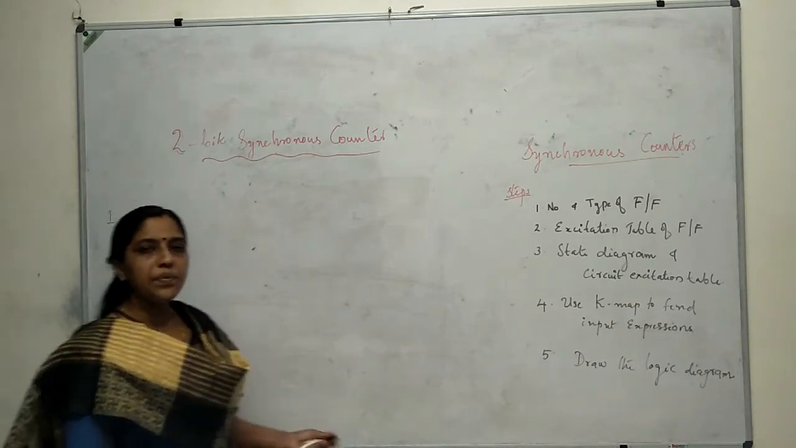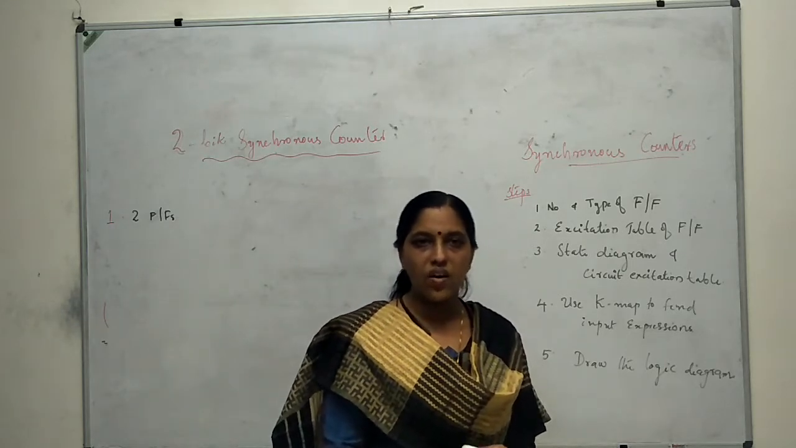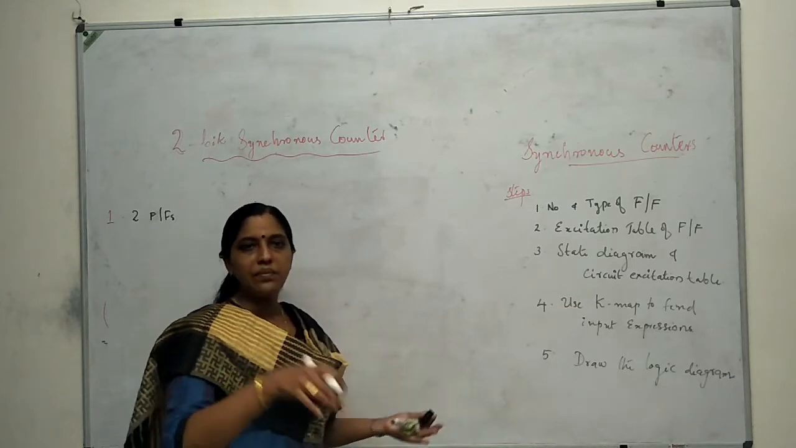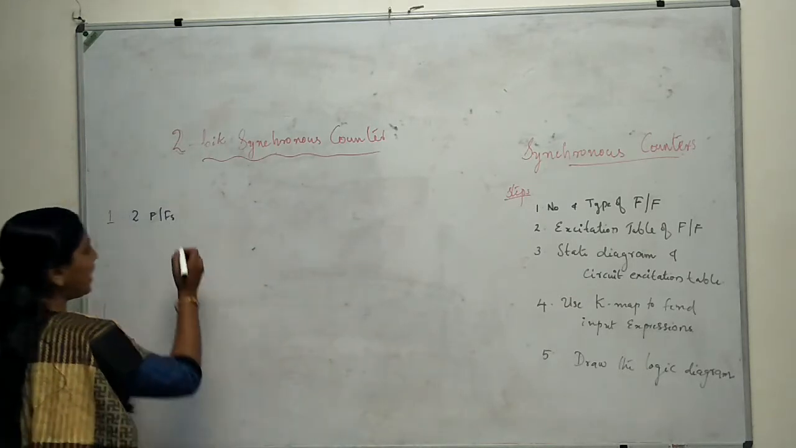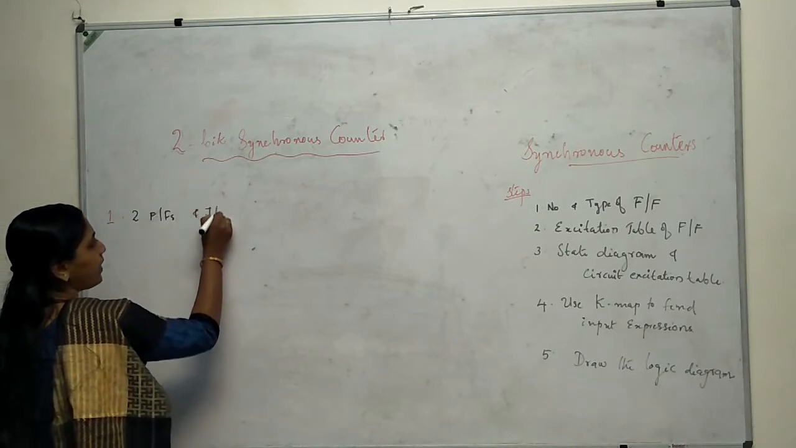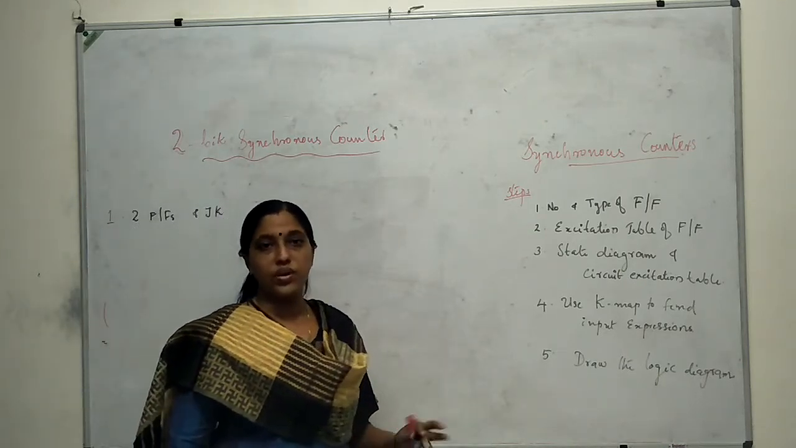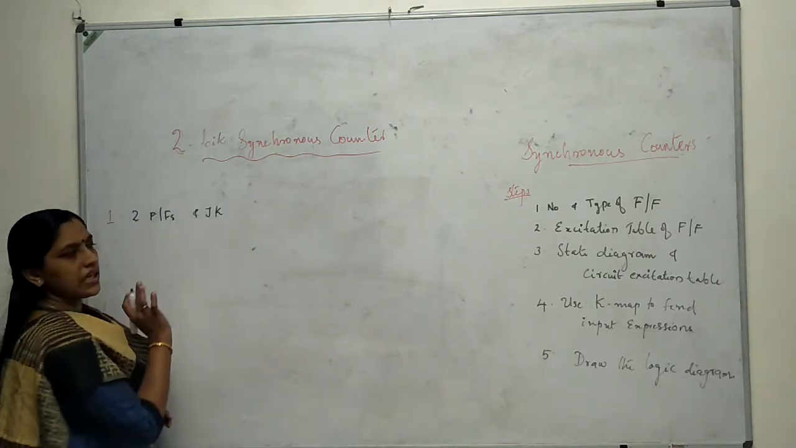Then what is the type of flip-flop that we are using? You can use either JK, T or D flip-flop. Whatever we choose, we have to design based on the excitation table of the corresponding flip-flop. Here I am using a JK flip-flop for designing this particular counter. You can use T or D.